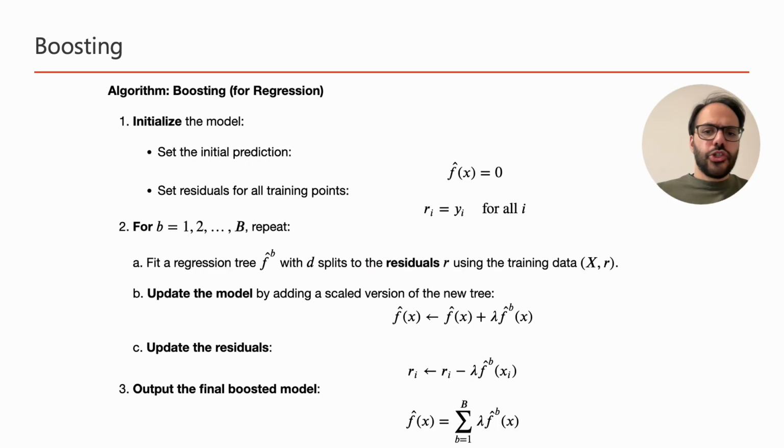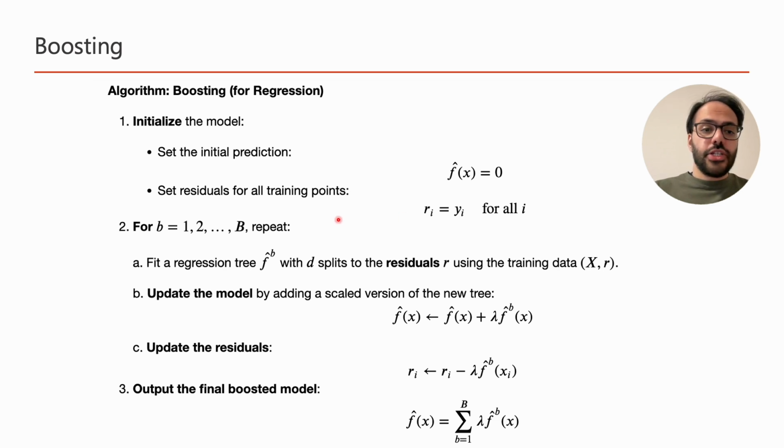So here we have the general algorithm for boosting. And this is mainly for regression. Obviously, you can make a few changes here and there to make this also work for classification. So we first set the initial prediction model to be 0, meaning that we don't predict anything. This is our step 0.